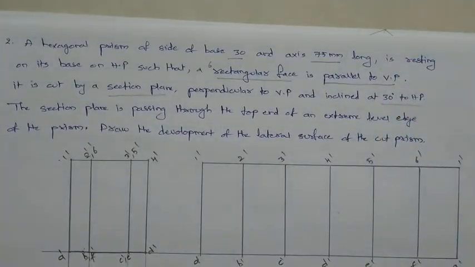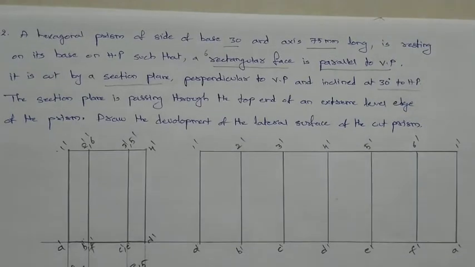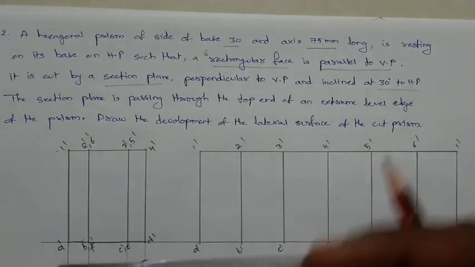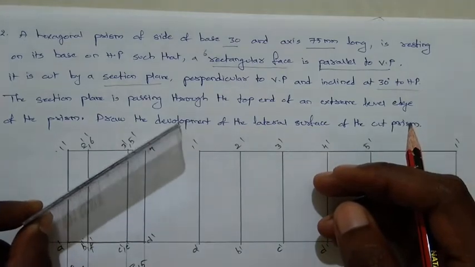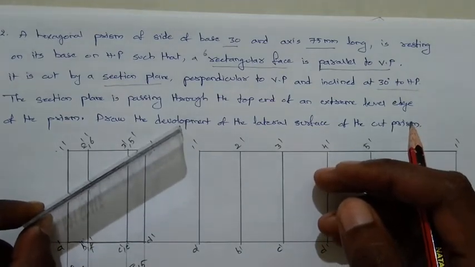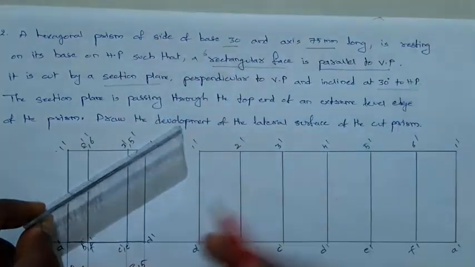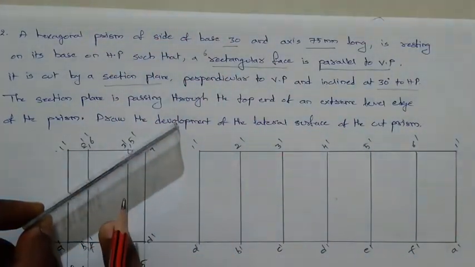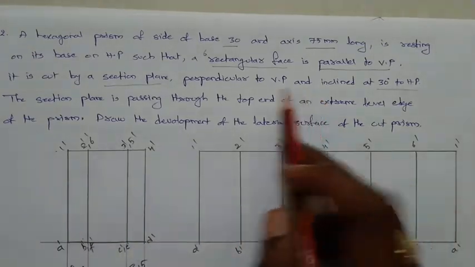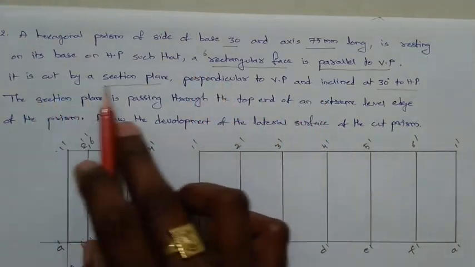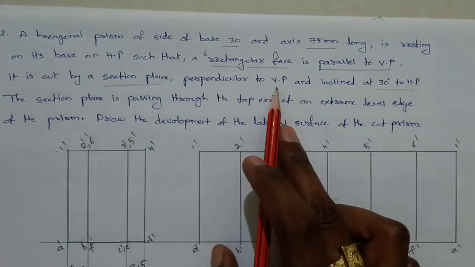But the question is, it is cut by section plane. Let us assume this scale is a section plane which cuts the solid like this. So here it is cutting the solid like this, and this above portion is removed and only bottom portion will be remaining. We have to draw the development of this one. So for drawing this section plane, he has given condition that it is cut by section plane perpendicular to VP.